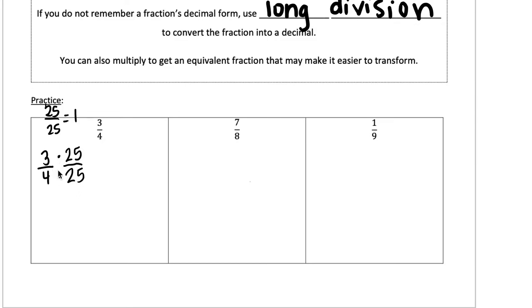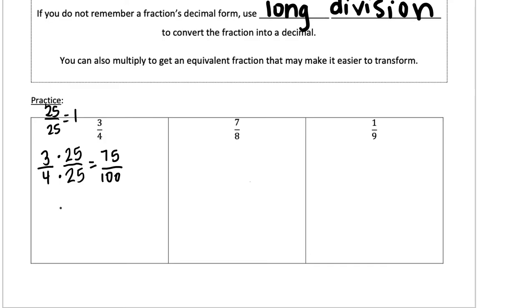So because I'm multiplying 3/4 times 25 over 25, I just have to multiply across the numerator and across the denominator. 3 times 25, I think about as quarters, so 3/4 would be 75 cents, so 75. And then 4 times 25 is 100. We can pronounce this fraction as 75 hundredths because it's 75 out of 100.